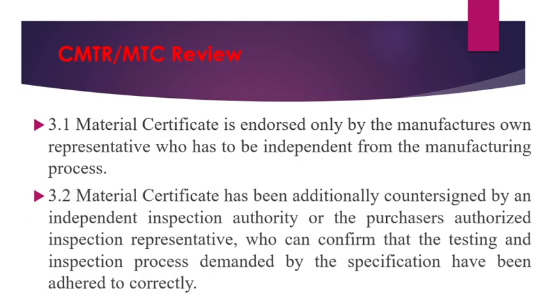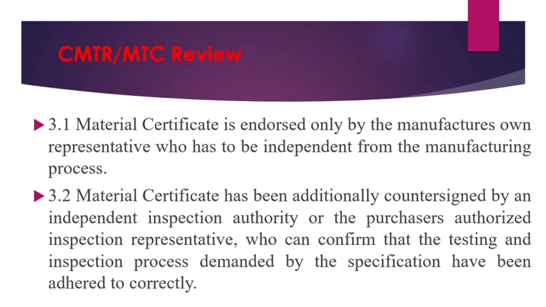Then the 3.2. For 3.2 there is an additional criterion. That criterion is that the material certificate has additionally been countersigned by an independent inspection authority or the purchaser's authorized inspection representative, who can confirm that the testing and inspection process demanded by the specification has been adhered to correctly. That means if we want to get the 3.2 certification for material, that material must be certified by a third party.